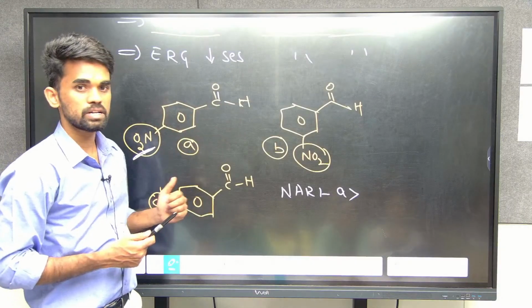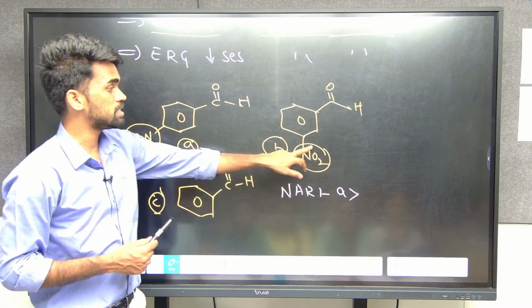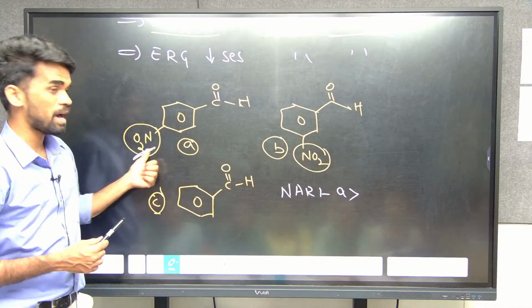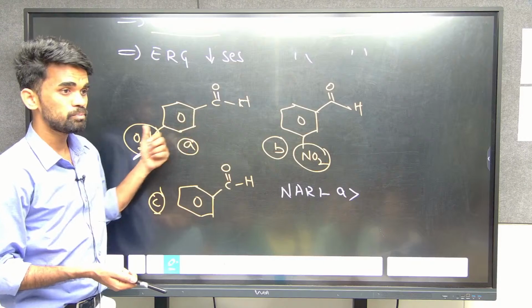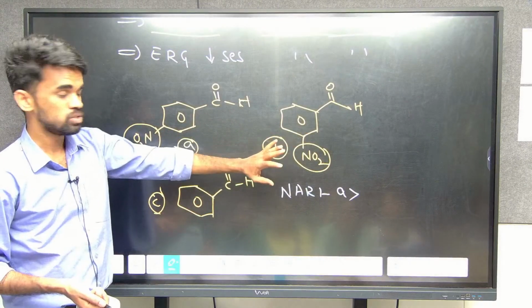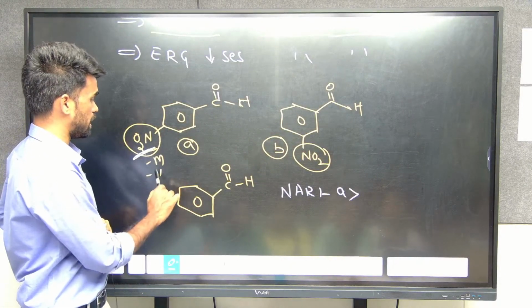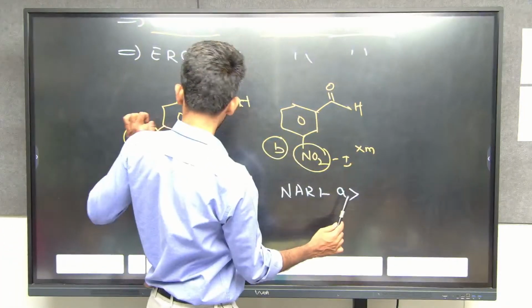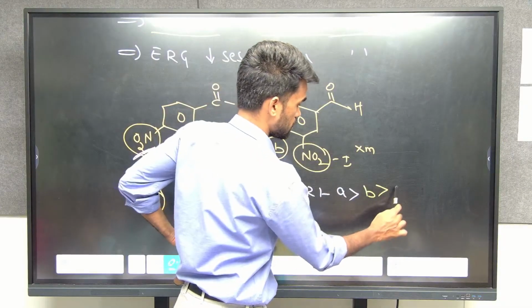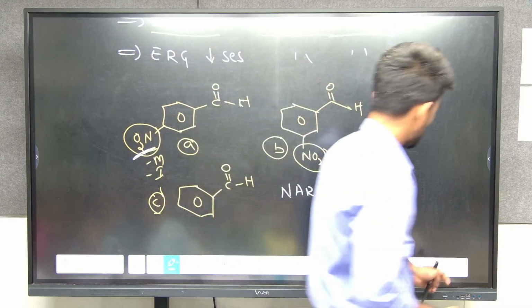Both of them are aldehydes only. But this is at meta, this is at para. Mesomeric effect is applicable only at ortho and para, not at meta. So here we have a minus M effect and a minus I effect. Here only a minus I effect, no M effect. That's why A first, B like this. Okay, next.